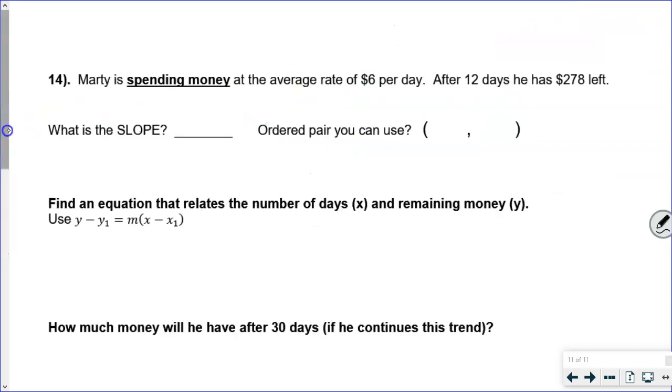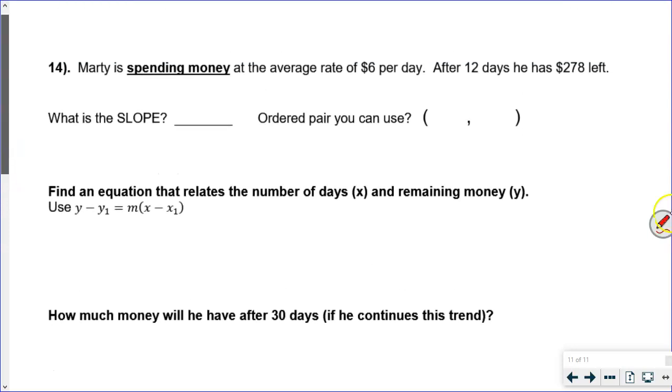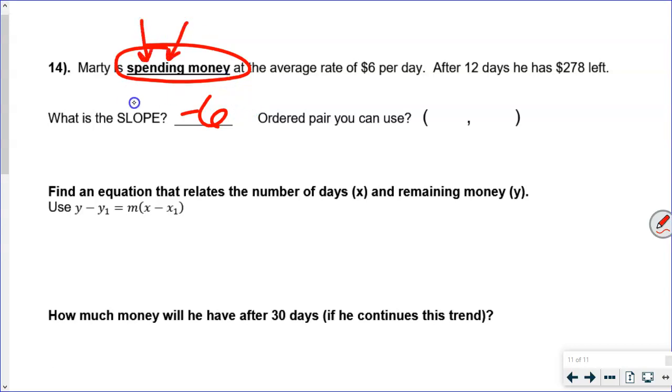What does it mean to you when your math teacher bolds and underlines something? Read it. Yeah, read it maybe. Marty is spending money at the average rate of $6 per day. What is his slope? -6. Very good. Spending money. I hope I don't have to do this sassy thing on your test where I do 4 arrows pointing at the word spending. No, you don't. Get it stuck. No, you're not, Ashley. Have better spirits about it.